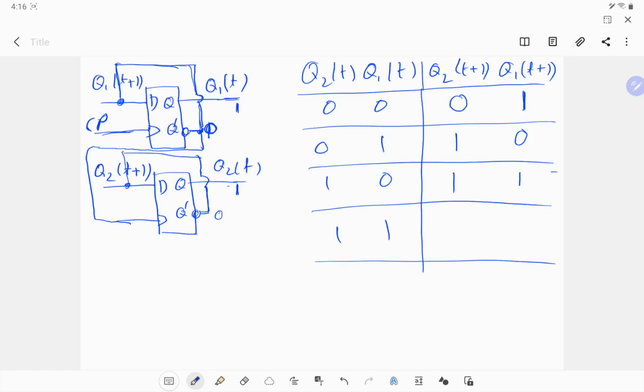Now for the very last combination, we have Q1 1, Q2 1, and Q1 prime 0, Q2 prime 0. When the first flip-flop is triggered, as it goes from 0 to 1, the output changes and becomes 0, the output of Q1 becomes 0 and Q1 prime becomes 1. And the clock pulse for the second flip-flop changes from 0 to 1.